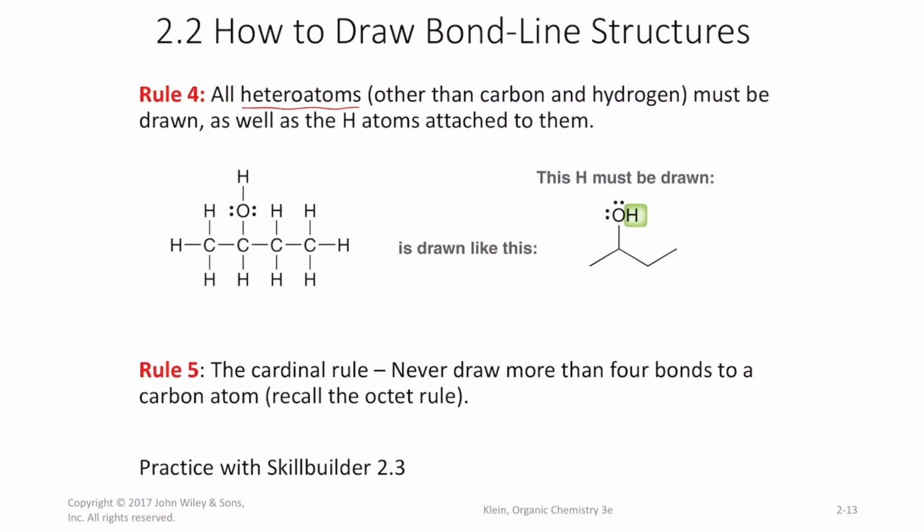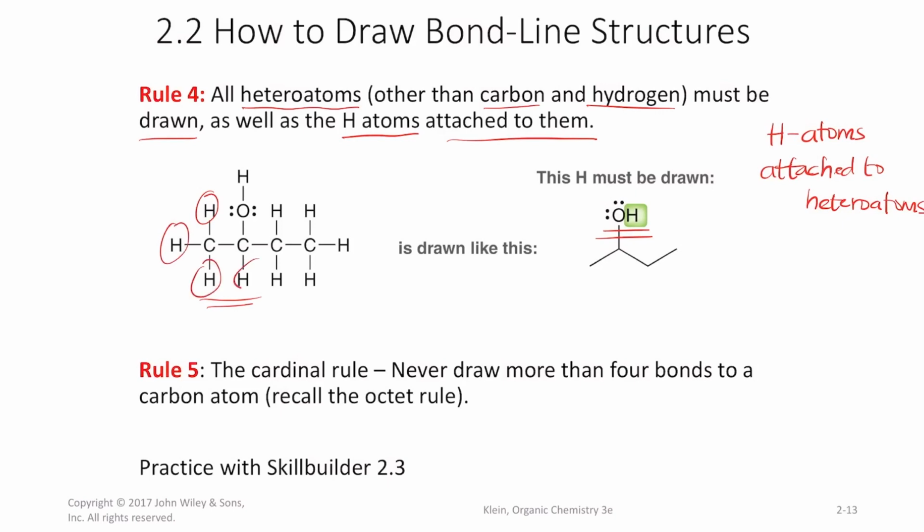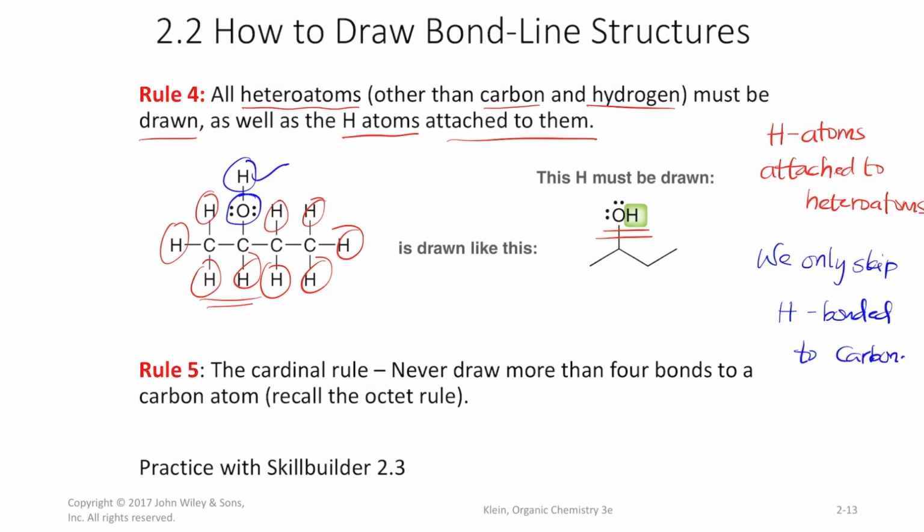Next, rule 4. All the heteroatoms, anything other than carbon and hydrogen, must be drawn, and you have to mention all the hydrogen atoms attached to them. Remember that the only hydrogen atoms you are going to draw are the ones attached to heteroatoms. For example, you can draw OH. So in this entire structure, even though we do not draw all these hydrogens, we do draw this hydrogen specifically. The reason is because it's bonded to an oxygen. So we only skip the hydrogens bonded to carbon.